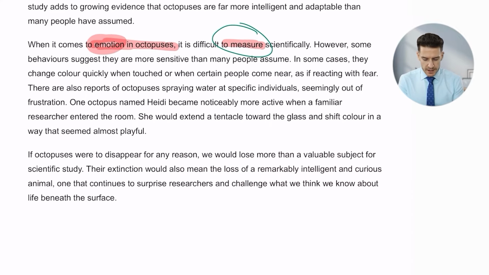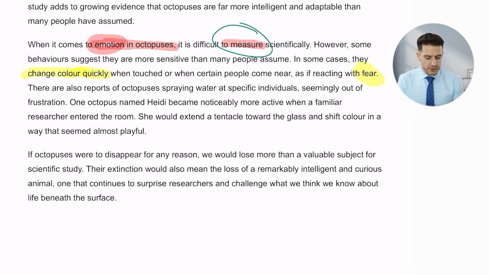So, however, some behaviors suggest they are more sensitive. In some cases, they change color. There we go. Change color quickly when touched or when certain people come near, as if reacting with fear. Okay, fear is a noun. There are also reports of octopuses spraying water. Blah, blah, blah, blah, blah.